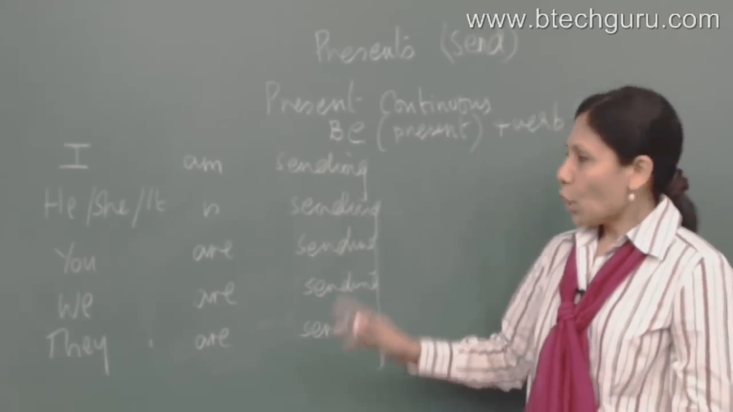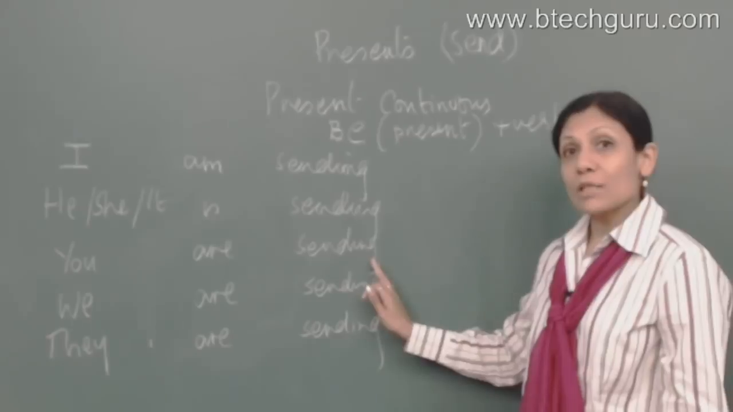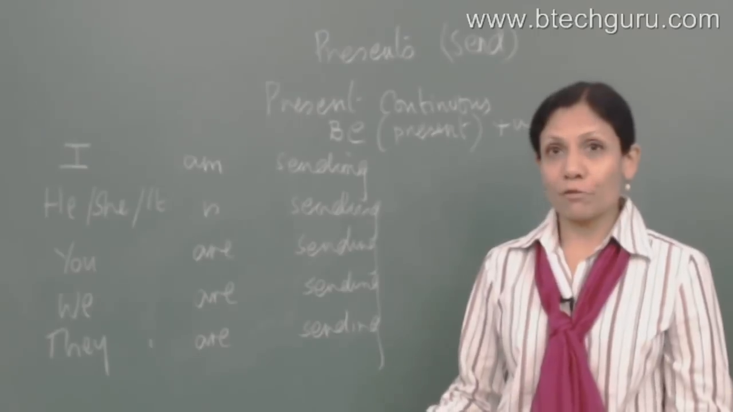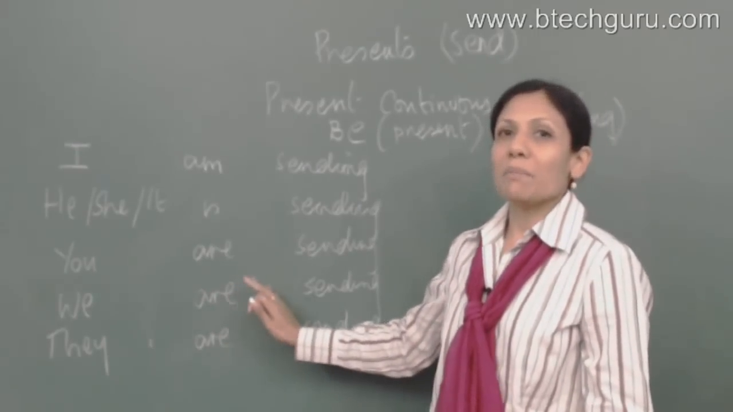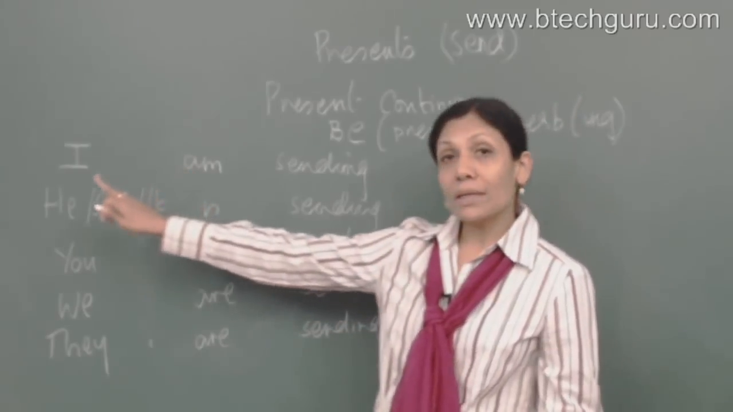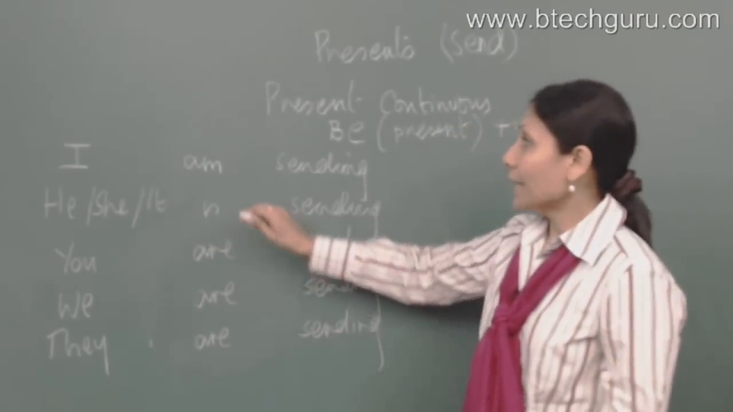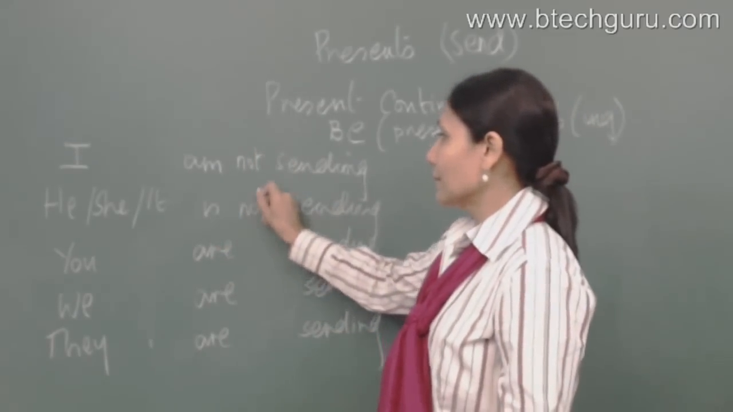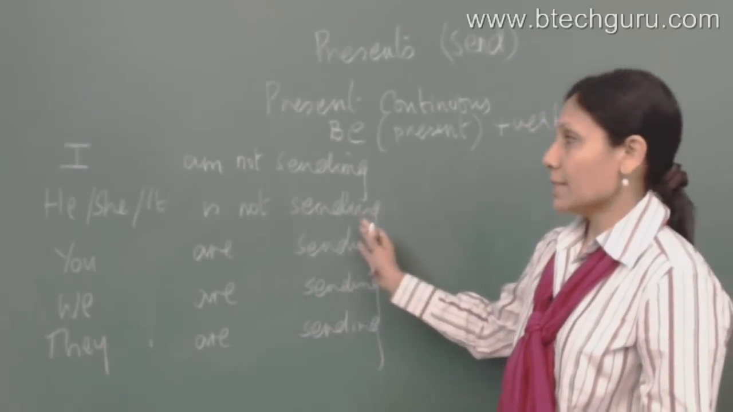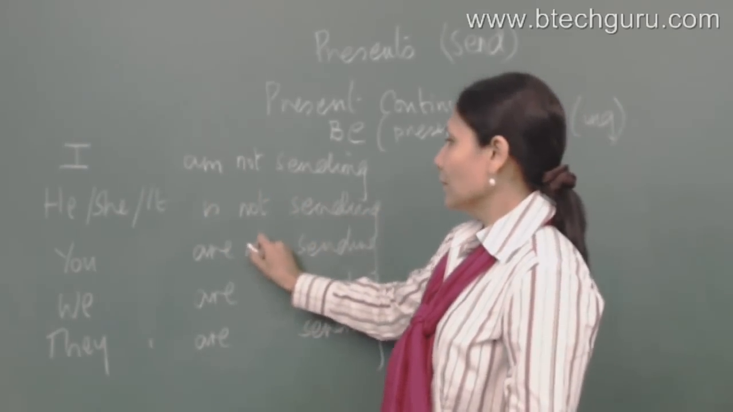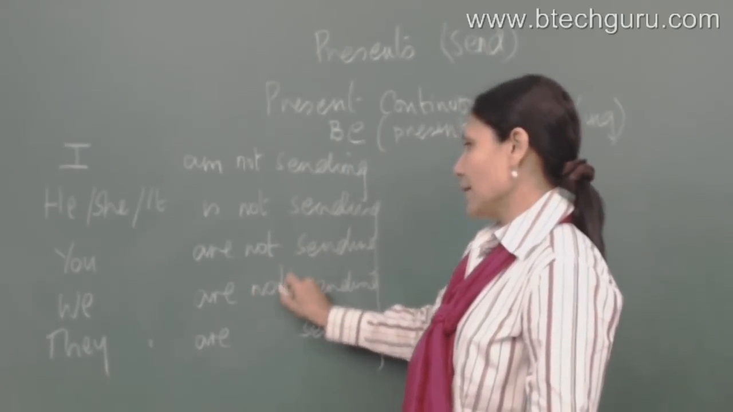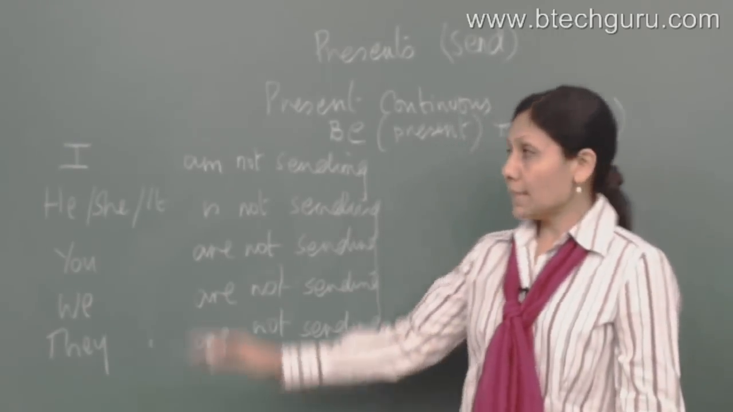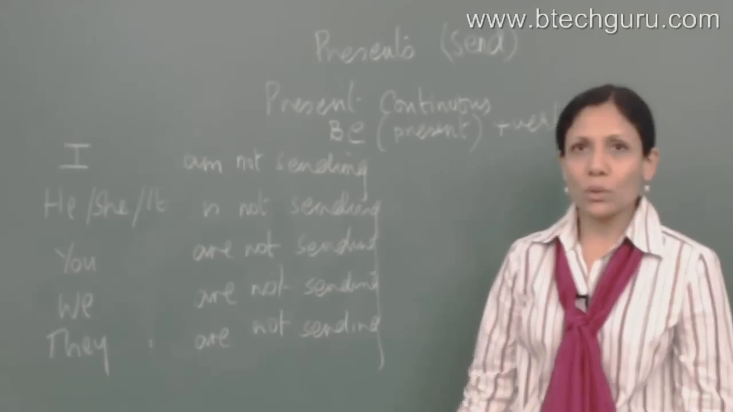Alright, now that we know this is present continuous, let us also look at how present continuous becomes negative. If it was a negative situation, how do I make it into a sentence? So let's start with again the subject I. I am not sending, he is not sending, she is not sending, it is not sending, you are not sending, we are not sending, and they are not sending.